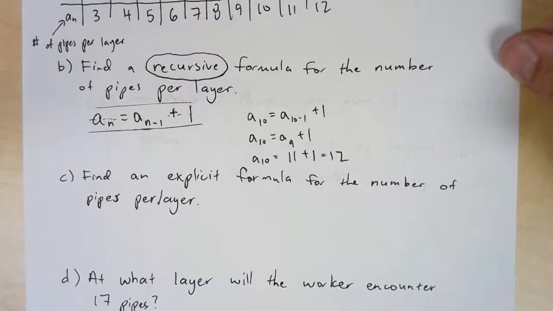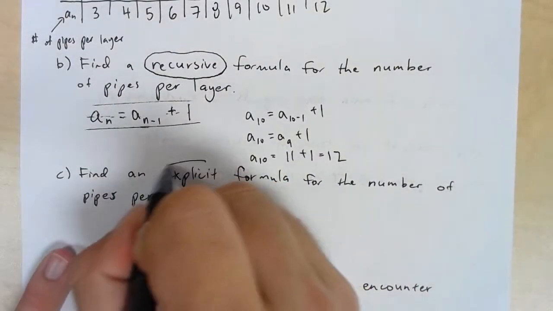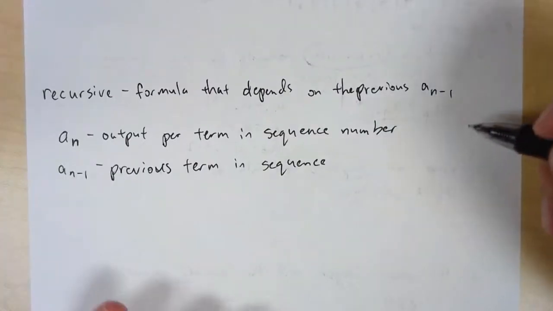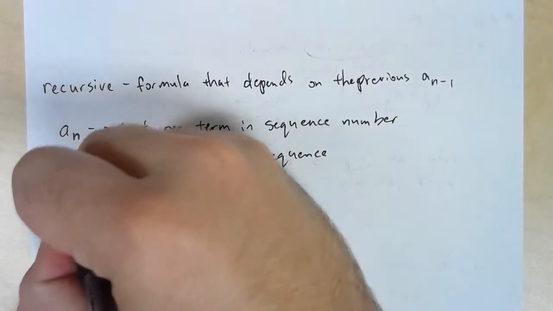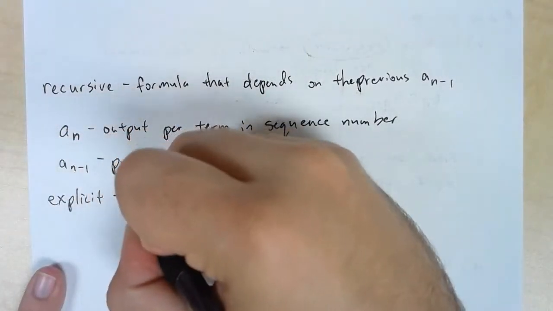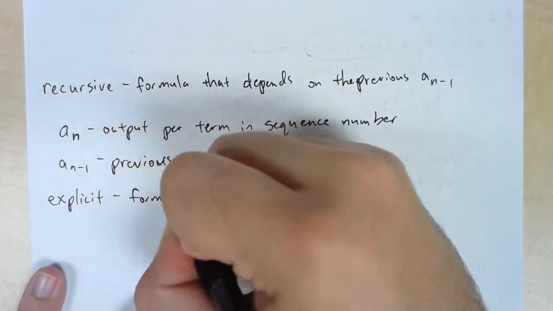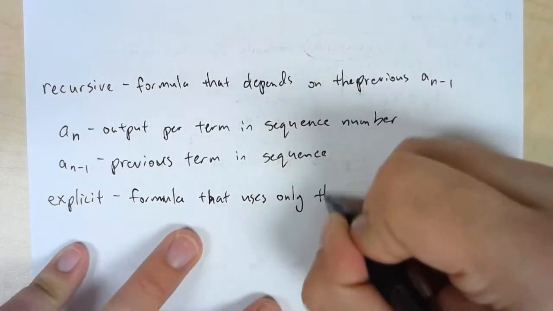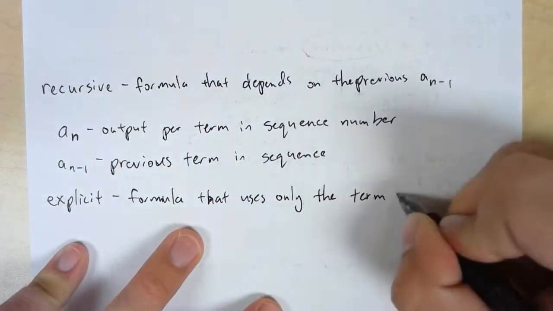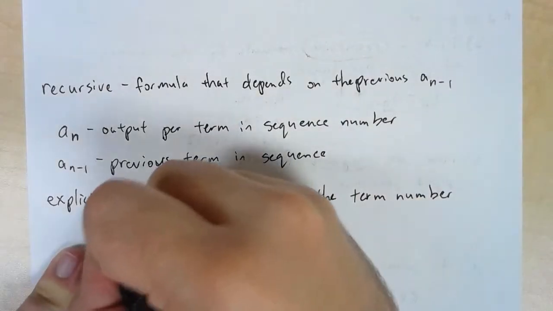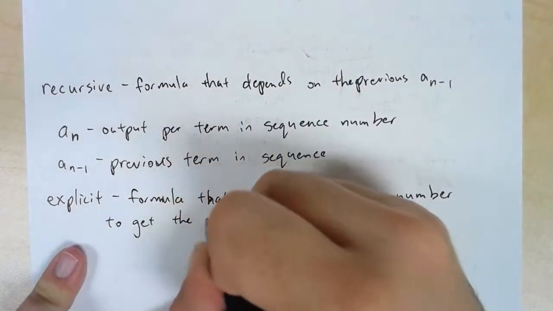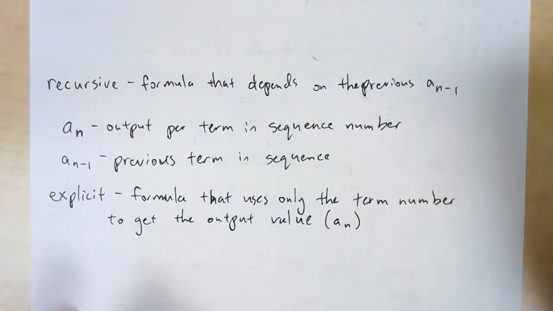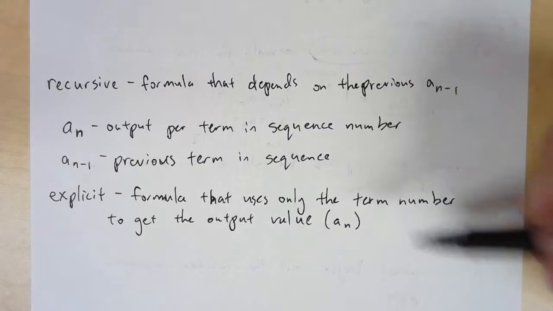Okay, so in contrast, we're going to use that as a contrast for this word called explicit, which says the explicit formula. So recursive depends on the previous one. Explicit is a formula that uses only the term number to get the output value, which remember we call a sub n. It uses only the term number, so it doesn't use the previous one.